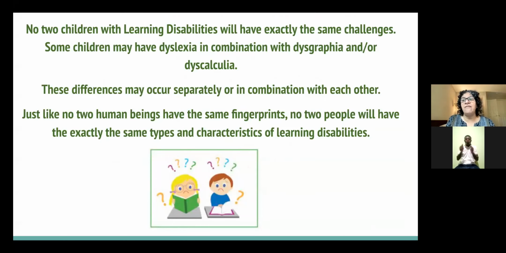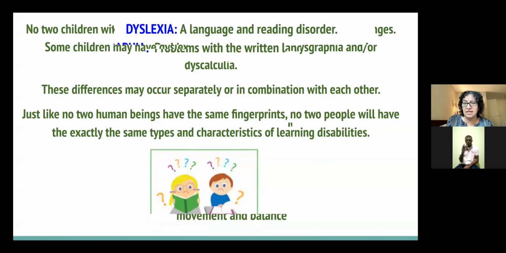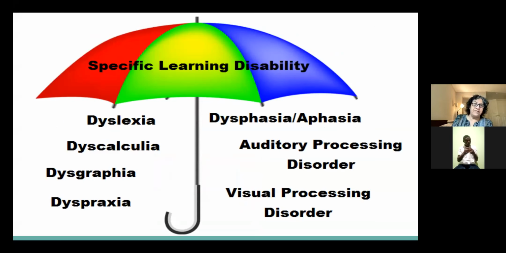Now, I am going to share another experience and research-based fact: no two children with learning disabilities will have exactly the same challenges. As we were discussing yesterday also, it's a spectrum. Some children may have dyslexia in combination with dysgraphia and or dyscalculia. These differences may occur separately or in combination with each other. Just like no two human beings have the same fingerprints, no two people will have exactly the same type of learning differences.